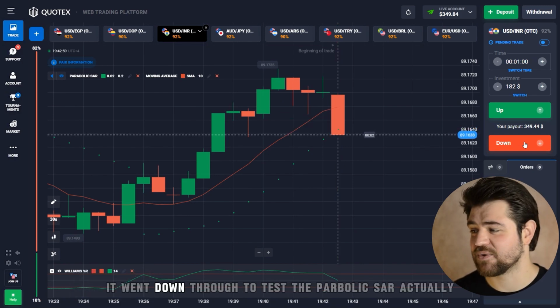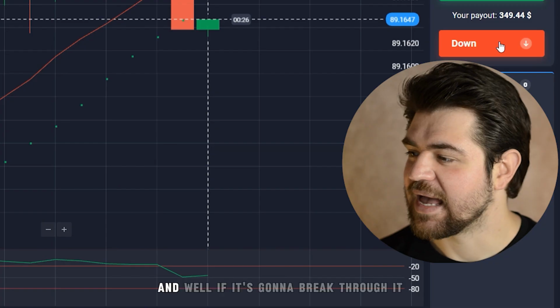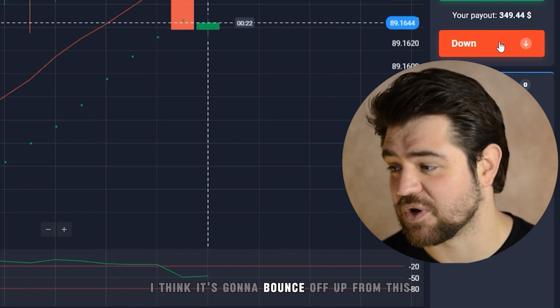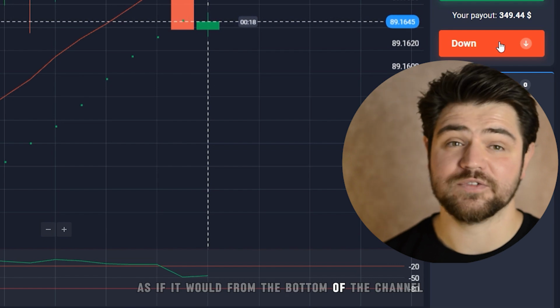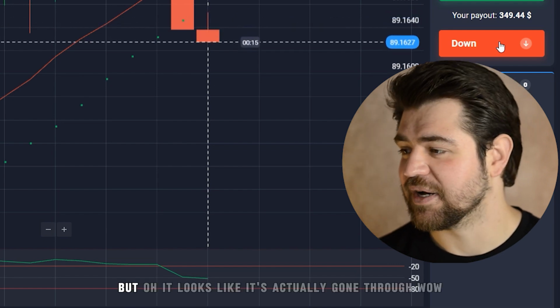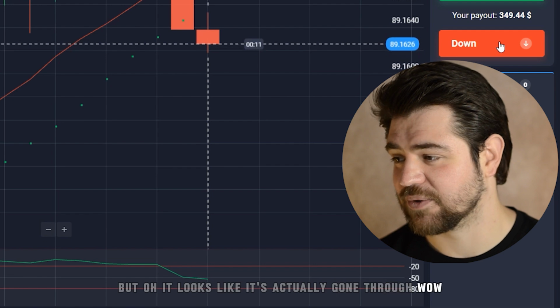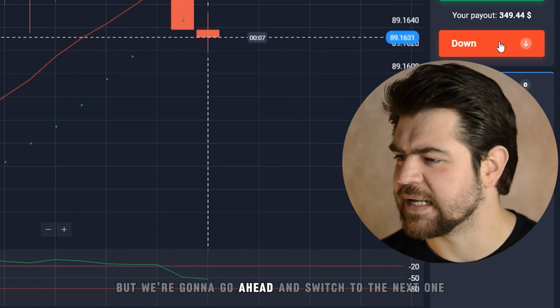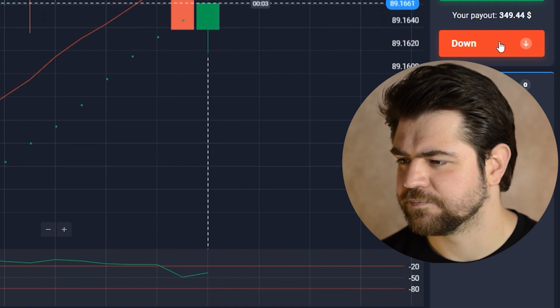It went down through to test the parabolic SAR actually, and if it's going to break through it, I think it's going to bounce off up from this as if it would from the bottom of the channel. But oh, it looks like it's actually going through. Wow. But we're going to go ahead and switch to the next one.